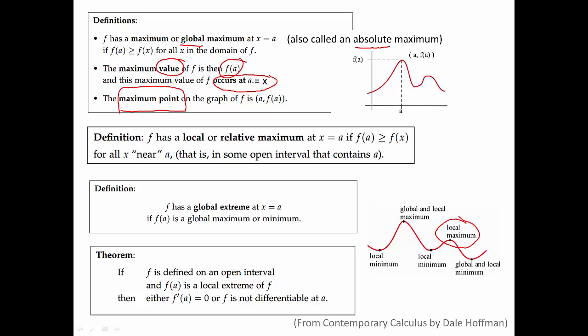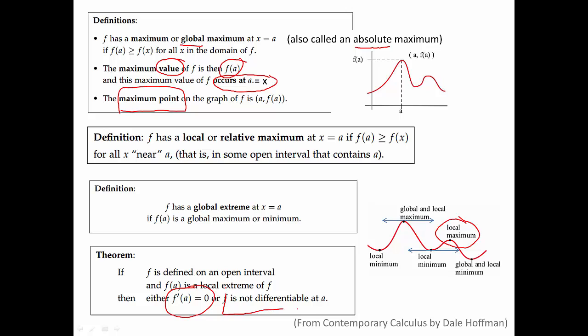So a theorem: if f is defined on an open interval and you have a local extreme of f, then either f prime is 0 or f is not differentiable. Now remember, saying that f prime is 0 means that the slope of the tangent line is 0. So look at those 2 points. Those 2 tangent lines there, their slope is 0. That's where you're going to have a local maximum or minimum.